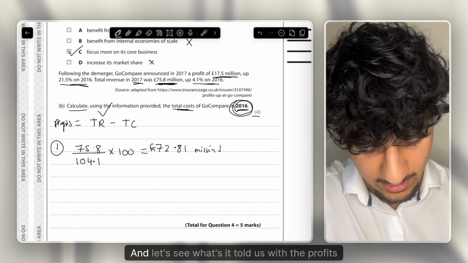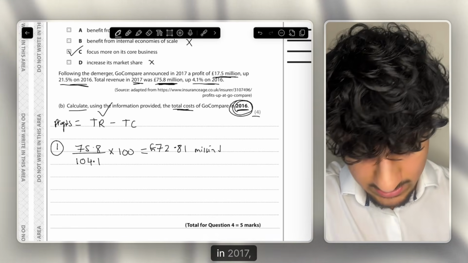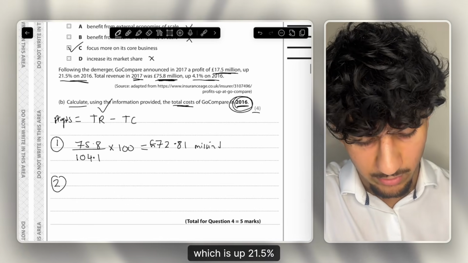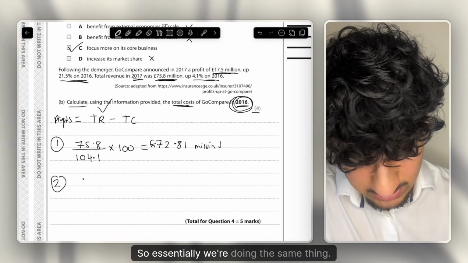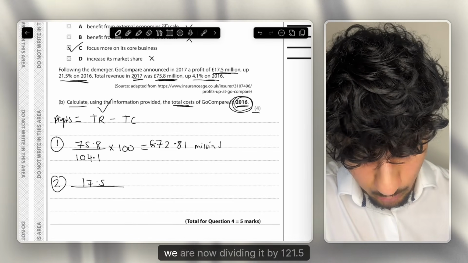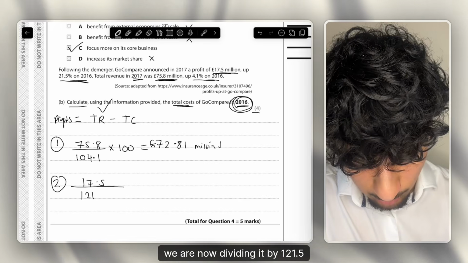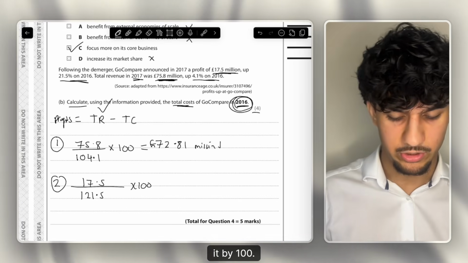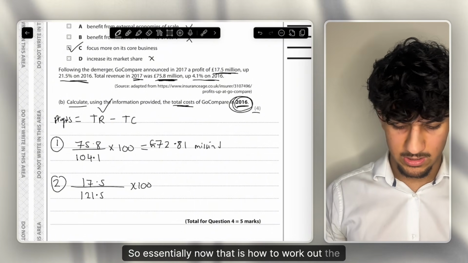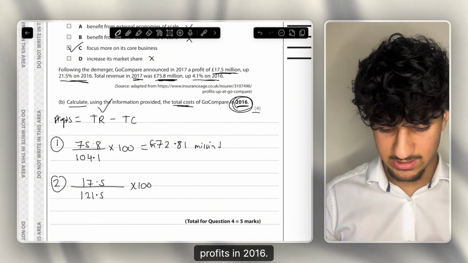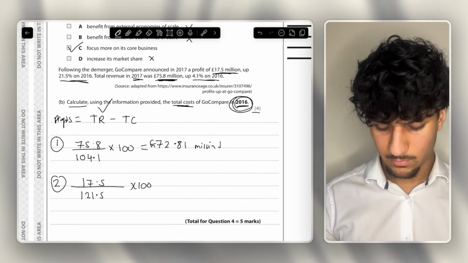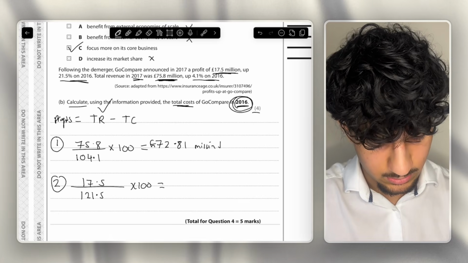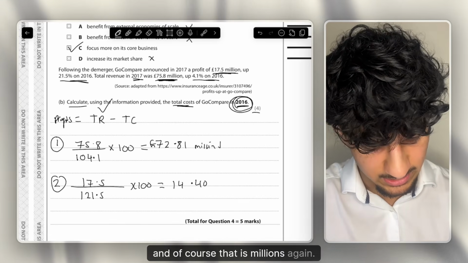We need the profits, and let's see what it's told us about the profits. In 2017, the profits were 17.5 million, which is up 21.5% since 2016. So essentially we're doing the same thing. We take 17.5 million and divide it by 121.5%, and then times it by 100. That is how to work out the profits in 2016. So let's put that into the calculator, and that is going to give us 14.40, and of course that is millions again.